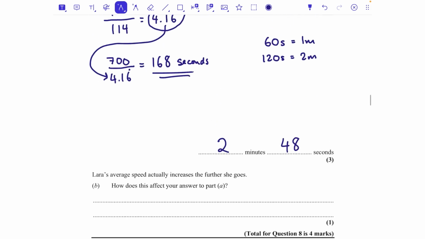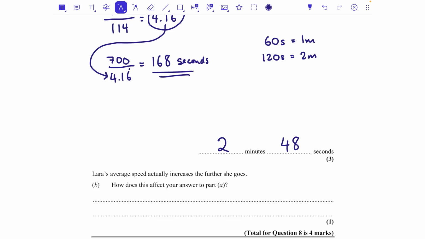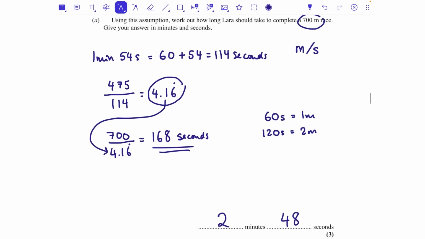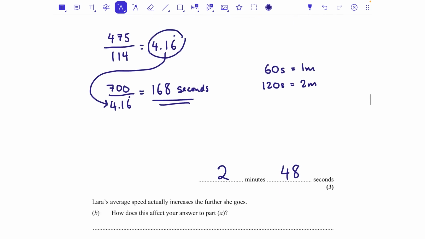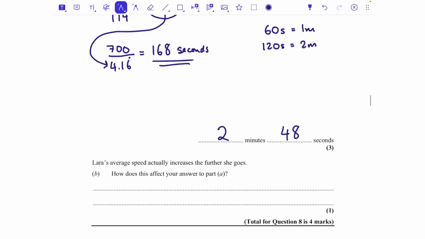Part B, Lara's average speed actually increases the further she goes. How does this affect your answer to part A? So the first race she did was only 475, and then she went 700. So actually, she's going to get quicker for this race. And if she's quicker for that second race, then her time would actually be less. If she's going faster, the time is going to be less.